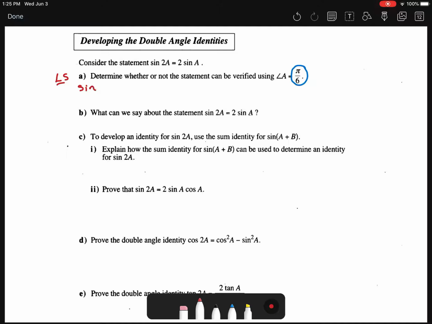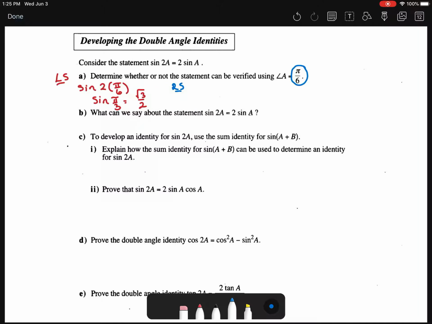So the left side will be the sine of 2 times A, and in this case, A is pi over 6. So when I multiply 2 by the pi over 6, the 2 over 6 reduces to 1 over 3, so this is equivalent to the sine of pi over 3, which will be equal to root 3 over 2.